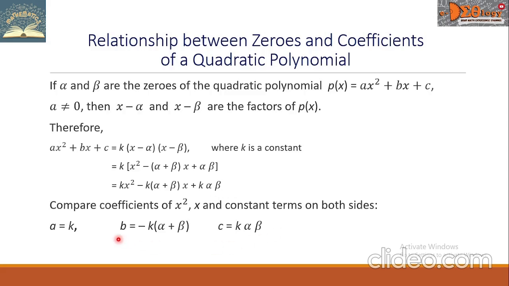When we take the ratio of b over a, we will derive this relationship: alpha plus beta equals the negative of b over a. Further, if we take the ratio of c over a, we will have this relation: the product of alpha and beta equals c over a.